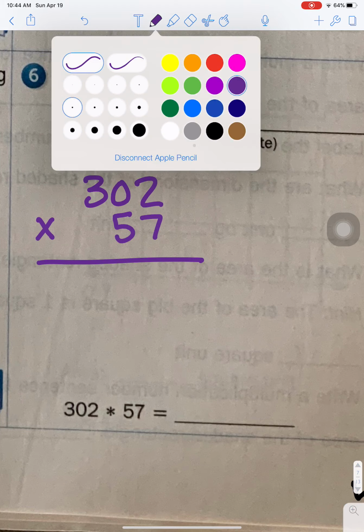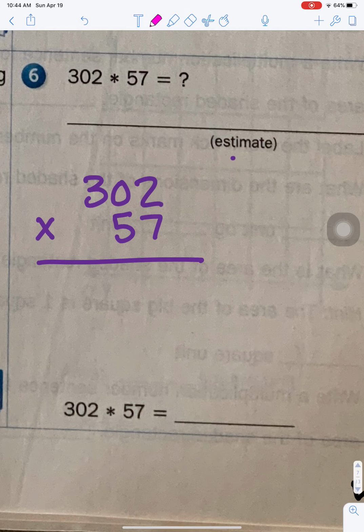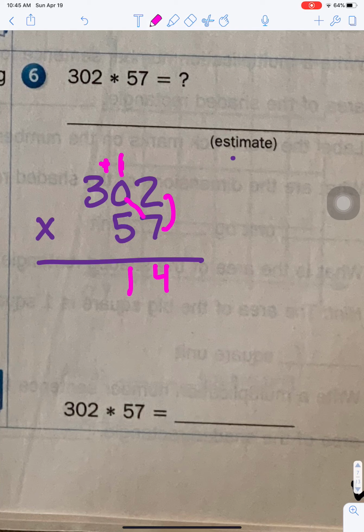Now, hopefully you solved this problem and now you're coming back. So we're going to start with 302 times 7. So we're going to start with 7 times 2 is 14, carry the 1. And we do 7 times 0 is 0, plus 1. 0 plus 1 is 1. And then 7 times 3 is 21.